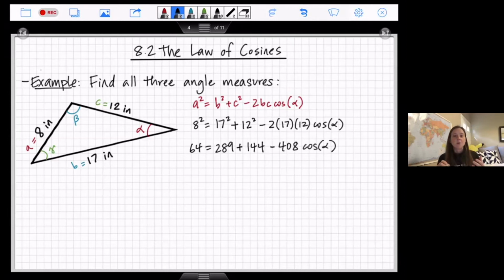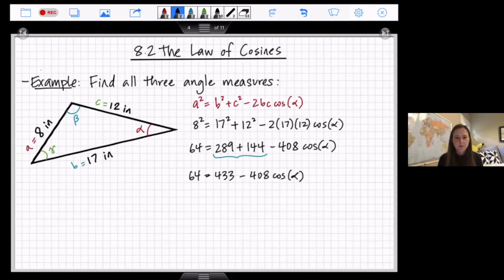All right, so just be careful when you're solving this equation. You can combine the 289 and the 144, but that 408 is attached to the cosine, so you can't lump that in with those 2 numbers. So I get 289 plus 144 and get 433. So I've got 64 equals 433 minus 408 cosine alpha. And we're just going to solve for cosine alpha.